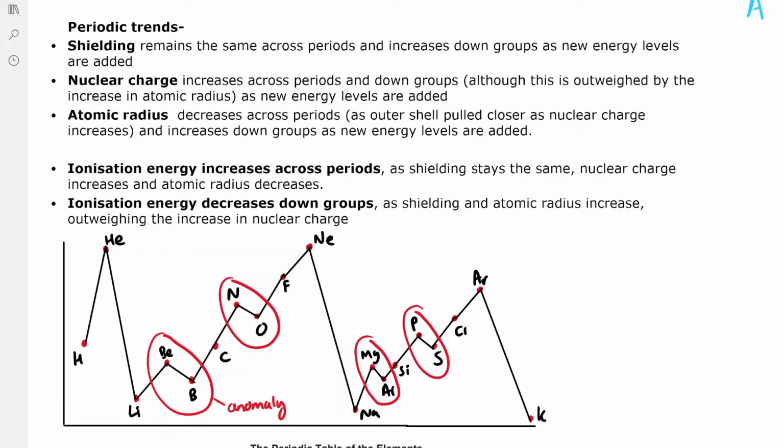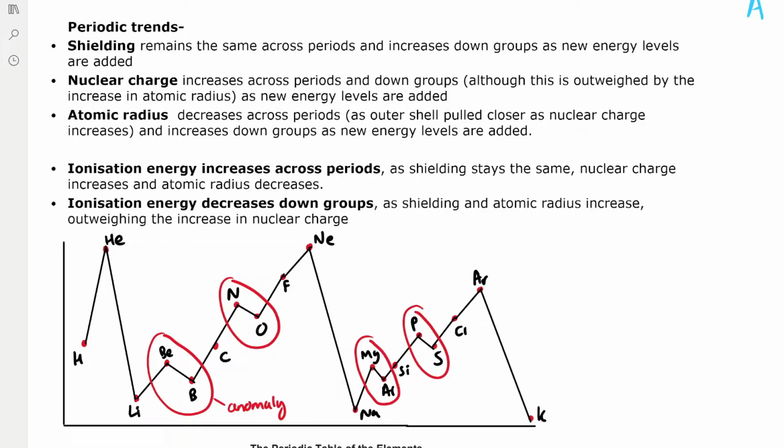So across a period, there's no new energy levels added, there's no new shells, so the shielding remains the same. Nuclear charge increases across periods as new protons are added to the nucleus, and it increases down groups. However, this increase is outweighed by the increase in atomic radius as new shells are added.